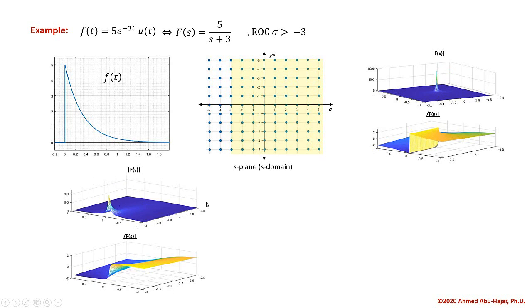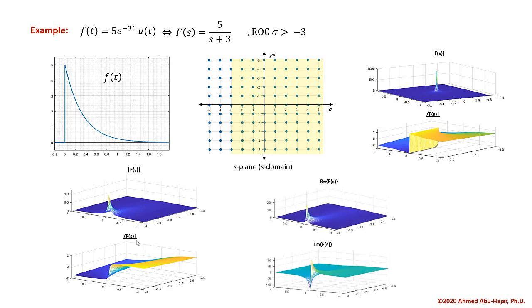So this is the region of convergence for F(s), and that's the phase for the same region of convergence. You can also plot it as a real part and imaginary part. So any complex function, when you plot it as magnitude and phase, or real part and imaginary part, again, it's a 4D graph, so you have to break it into two 3D graphs.